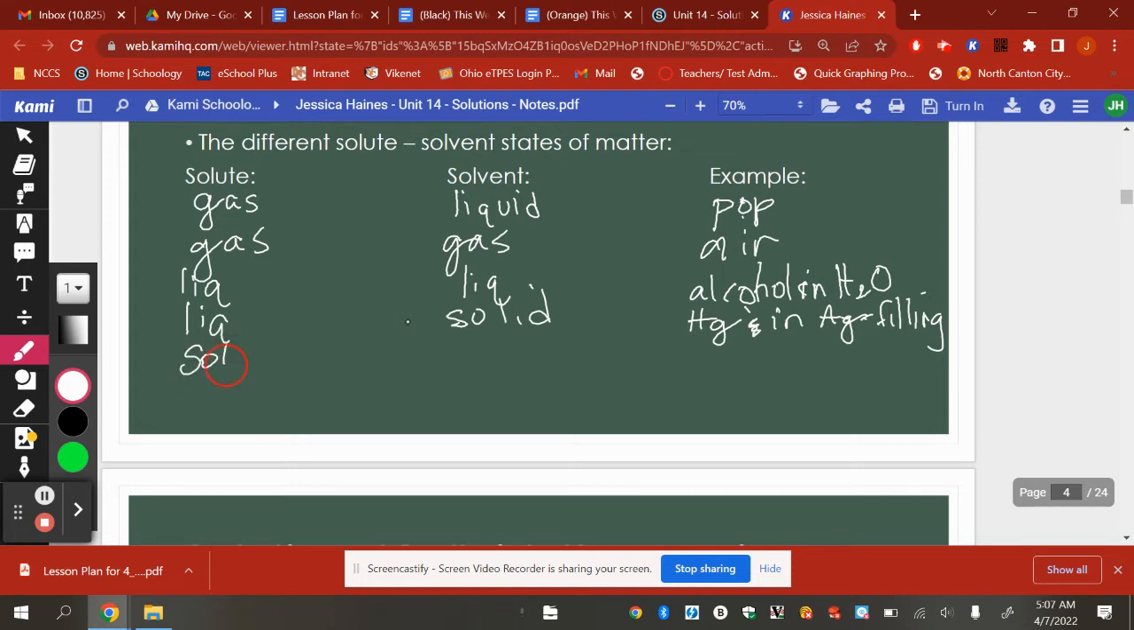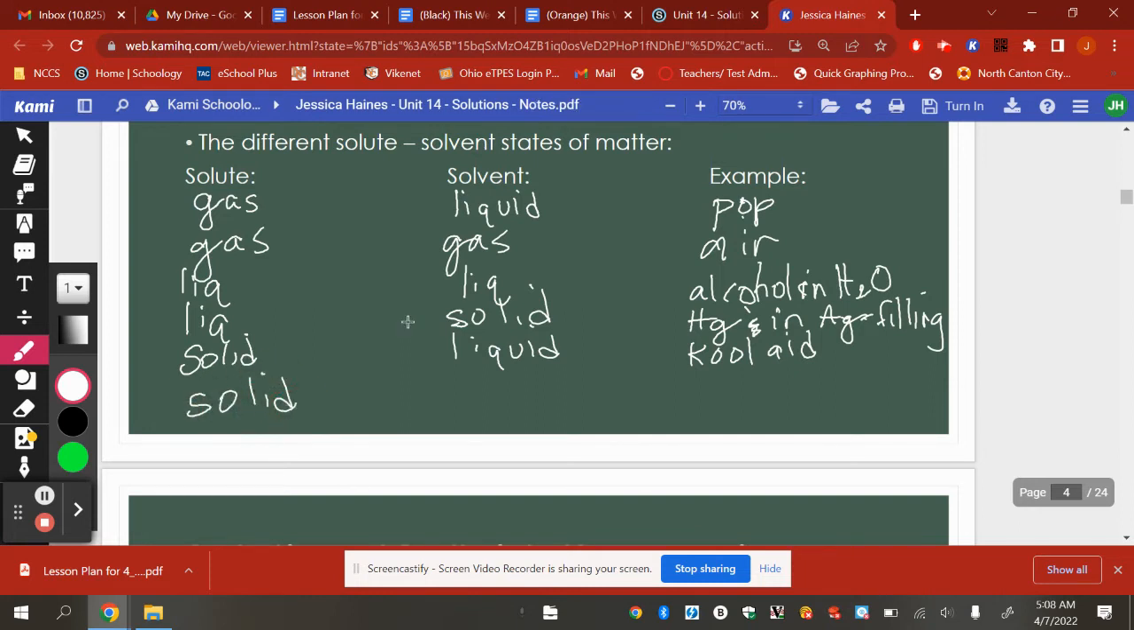Okay, another combination would be solid into liquid. This is a really easy one. You could probably think of a million examples of this. Give me an example of a solid dissolved into a liquid. Of course, we talked about Kool-Aid. Even just salt water is an example of a solid dissolved into a liquid.